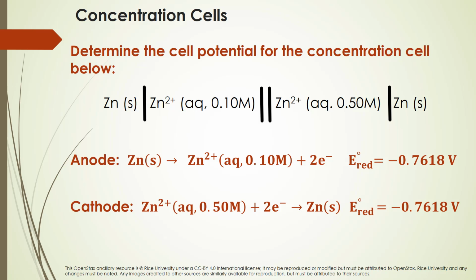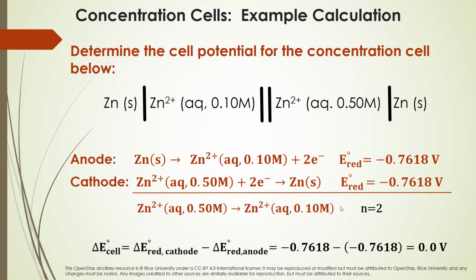Let's look at the cathode reaction. Now we have zinc 2 plus cations at 0.5 molar plus 2 electrons that actually came from the anode reaction, and we're going to get zinc metal at our cathode. The standard reduction potential is, of course, the same because we're dealing with the same material. It's really important to get the overall reaction when you're dealing with a concentration cell, because that's going to tell you which concentration is the product and which is the reactant. And remember, that's important for calculating Q.